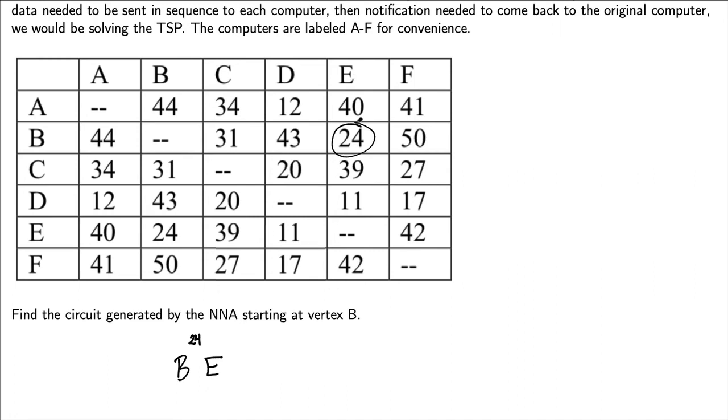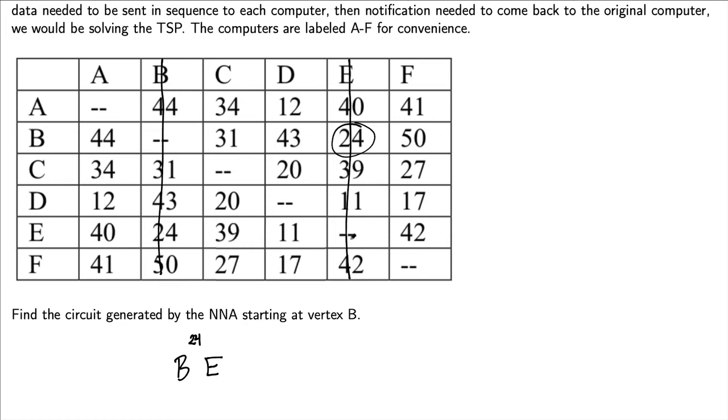Now because I visited E, I'm going to cross off that column so that I remember in the future that I'm not allowed to come back to E. Now from E, I'm going to go to my E row, and I see my connections, 40, 24, 39, 11, and 42. I cannot use B. I can't go back to B. And so if you'd like, you can go ahead and cross off that column as well, because we can't go back to B until we've visited everything.